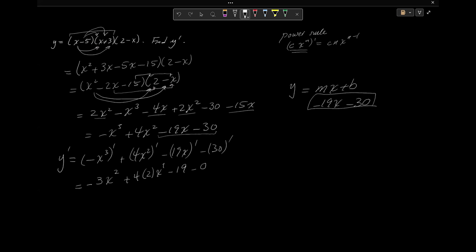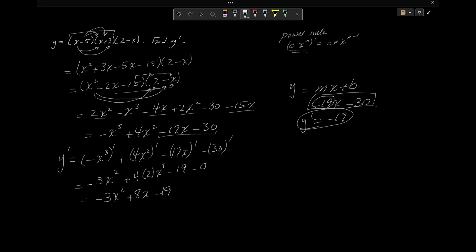What's the geometric interpretation of the derivative of a graph? It's basically the slope of the tangent line to that graph. And since we have a straight line, the tangent line is the straight line itself. So y prime here will just be negative 19, the slope of the line right there. So we could have taken these two as one unit and said, oh, that's a straight line. Its derivative is just the slope. And we can see that here. Negative 19 minus 0 is just negative 19. So simplify here: negative 3x squared plus 8x minus 19.